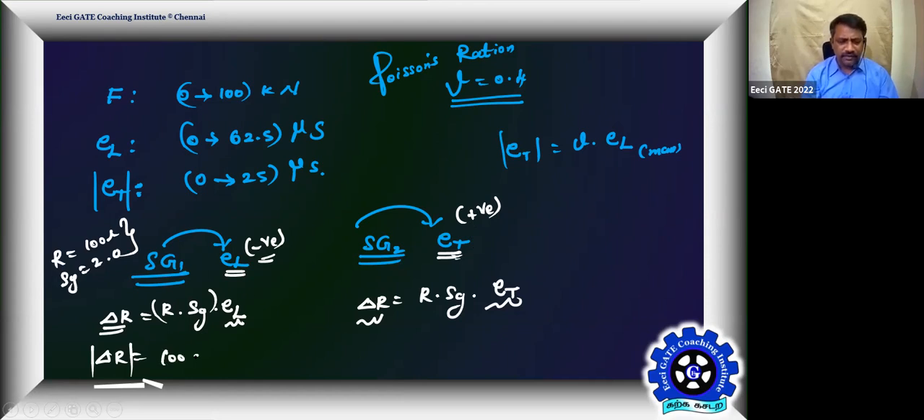R is given as 100 ohm, SG is given as 2, and EL maximum is 62.5. So maximum EL will produce maximum delta R of how much? 62.5 into 10 power minus 6 is the change in resistance even for the maximum strain. Understand this. How much change in resistance is going to happen in the strain gauge? Calculate. That's the maximum, delta R maximum.